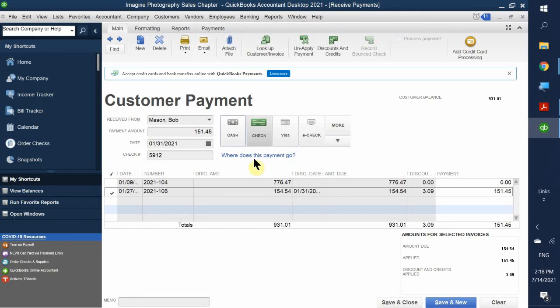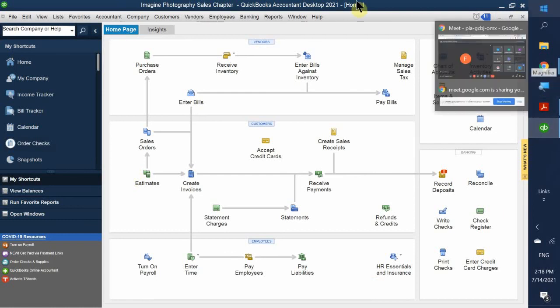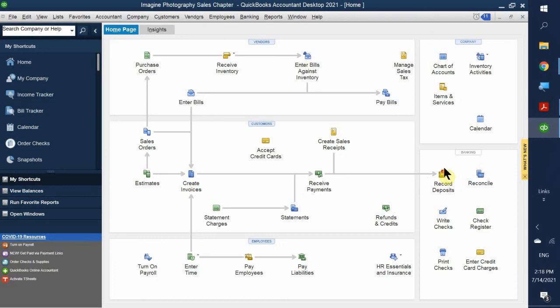So once we have that, we can now go ahead and click Save and Close. So boom. Now we have a total of 5 payments made into our record deposits section. So any questions there? Okay. All right.